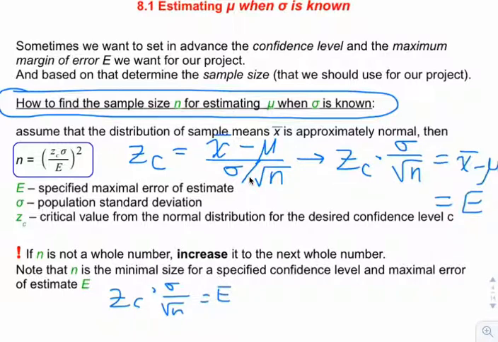What are we looking for in this blue box on the left side? n. We're trying to solve for n. So you just solve this equation for n, and you get the one that's in the box. So for example, you would have sigma over the square root of n is E times ZC.